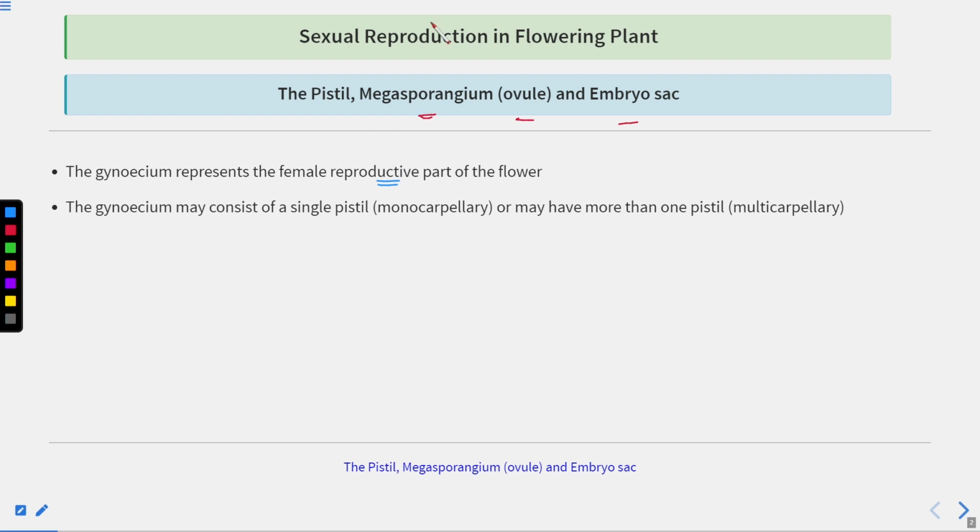So the gynoecium represents the female reproductive part. The gynoecium may consist of a single pistil, or you can say a single carpel. Whenever a single pistil is present, we call this condition monocarpellary. Mono means one, so there is only one carpel present. Clear? This is known as monocarpellary. But if the gynoecium has more than one pistil, this condition is known as multicarpellary, which means many carpels are present.